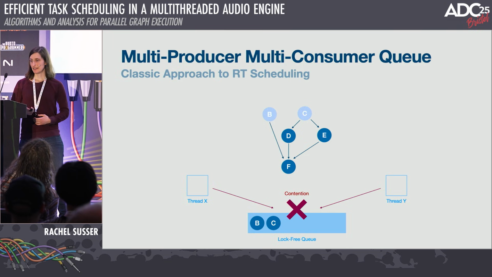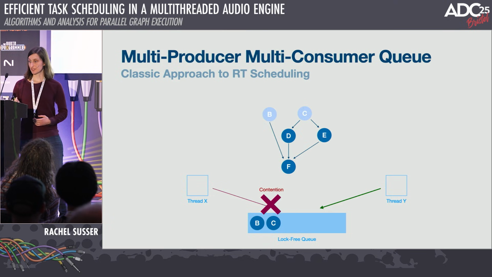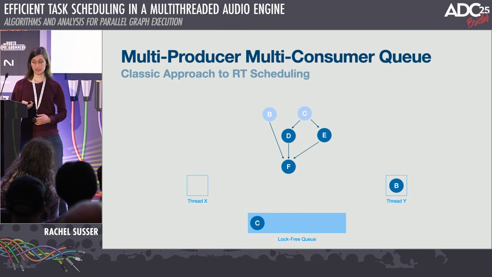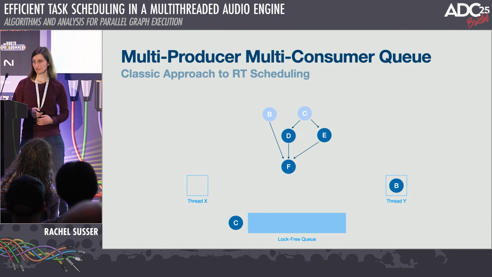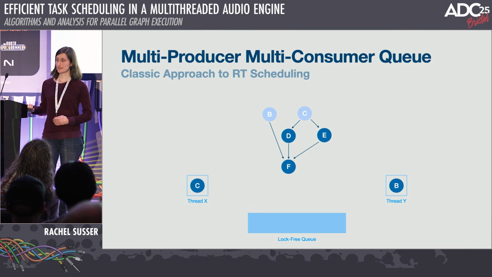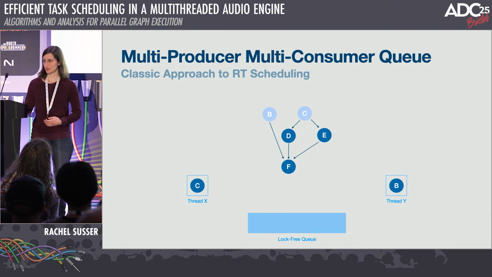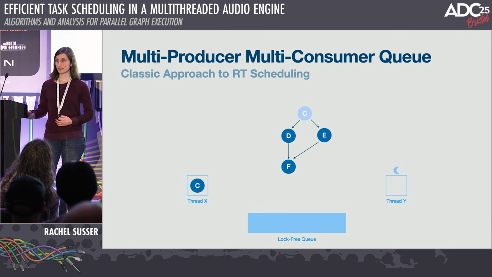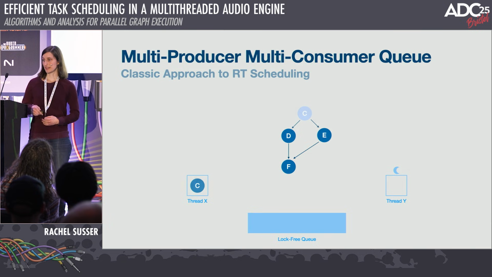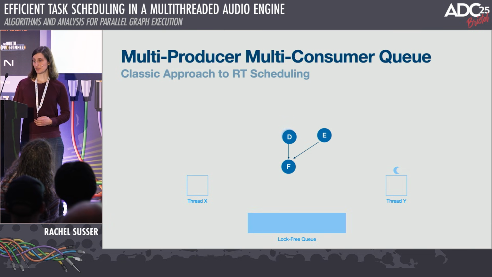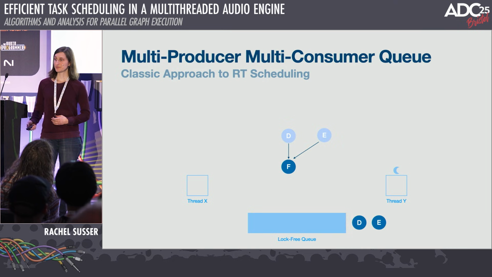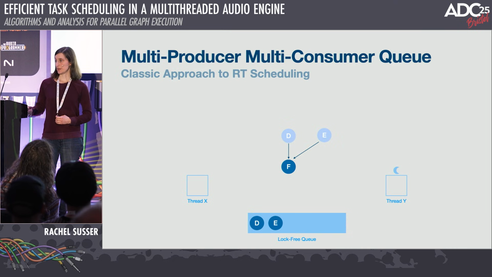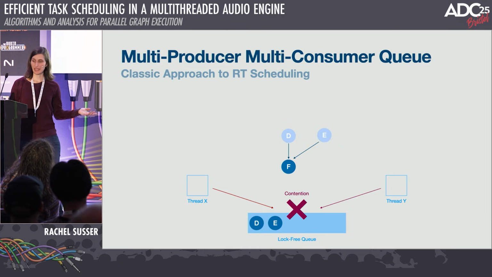But anyways, in our case, thread Y successfully pops task B and begins to execute it. Then thread X is free to pop task C. I'll go through the rest of this quickly since it's basically just more of the same. Thread Y finishes task B and goes to sleep since there are no other ready tasks. Thread X finishes C. It pushes D and E onto the queue. It then wakes Y. And we get that same situation that we had before.